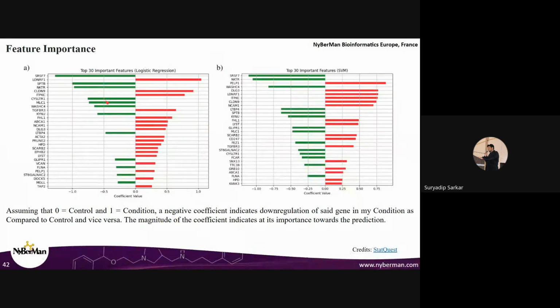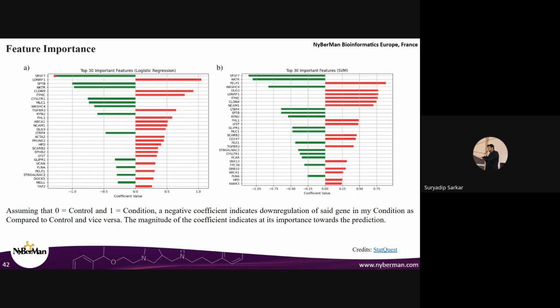Here again, this is a very similar plot to the other one, but this is based on feature importance. On the x-axis, instead of the SHAP value, you have the coefficient value, and on the y-axis you have the names of the genes. Here we are assuming that 0 is our control or negative class, and 1 is our condition or positive class. Therefore, a negative coefficient indicates down regulation of said gene in my condition as compared to control, and vice versa.